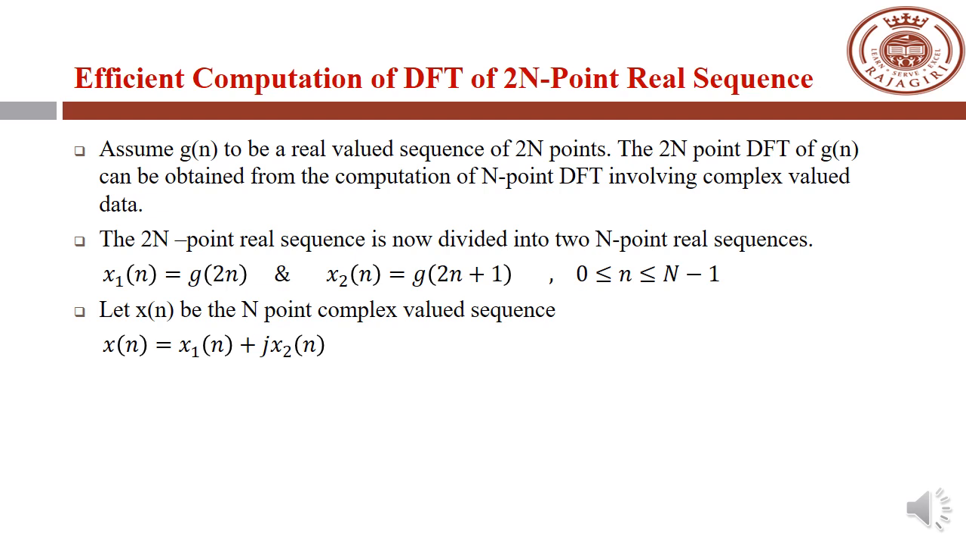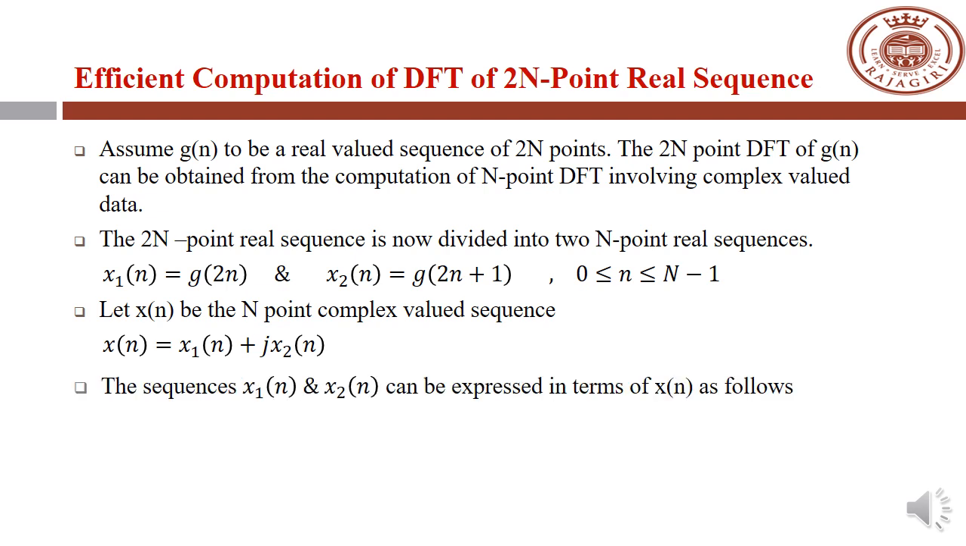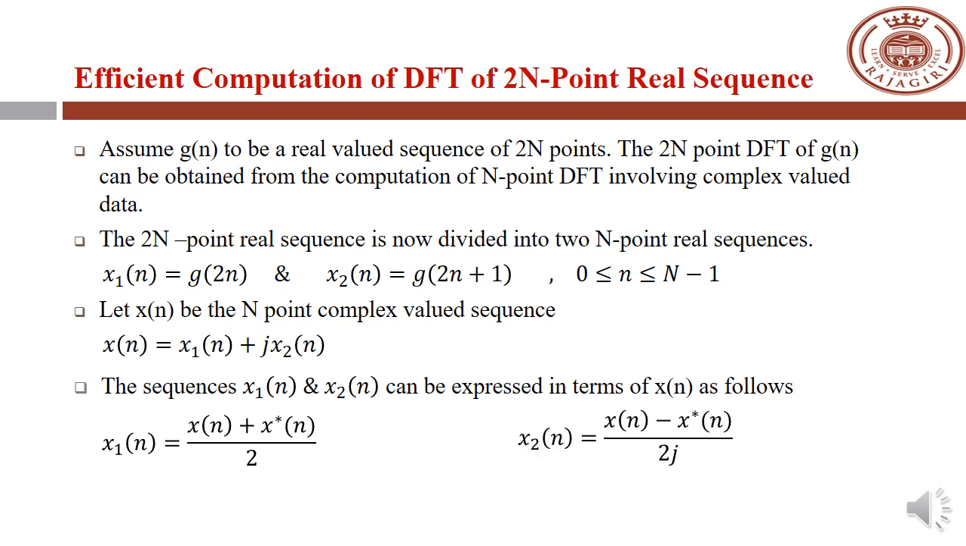Next, we represent x1 of n and x2 of n in terms of x of n. Since x1 of n is the real part of x of n, it is given by x of n plus x conjugate of n by 2. And since x2 of n is the imaginary part of x of n, it is given by x of n minus x conjugate of n by 2j.